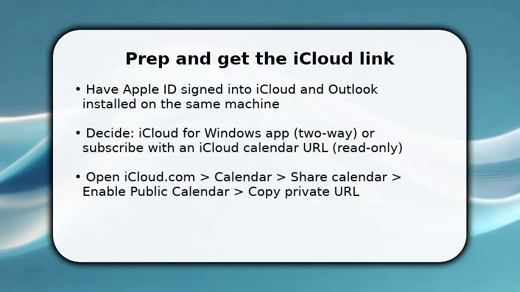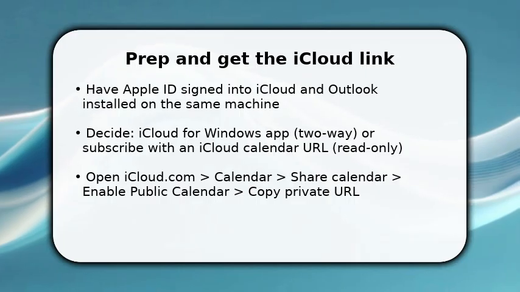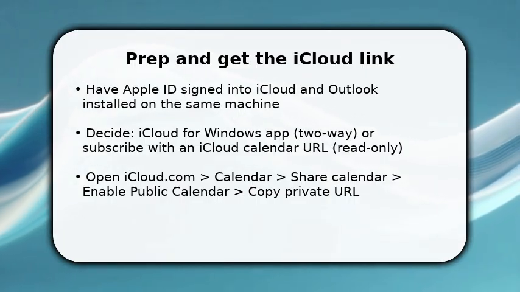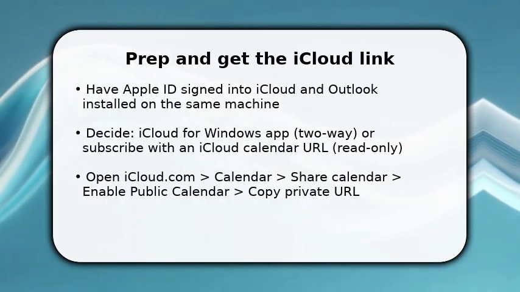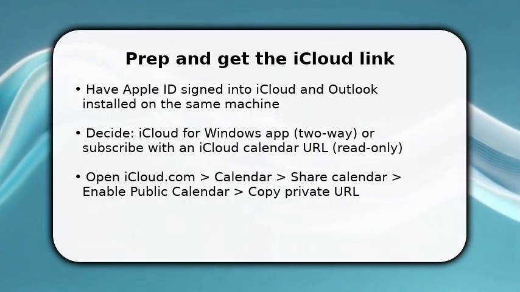You start by confirming prerequisites. You're signed into iCloud and Outlook is installed. Once done, choose a method: iCloud for Windows if you want two-way sync, or a URL subscription for read-only access.